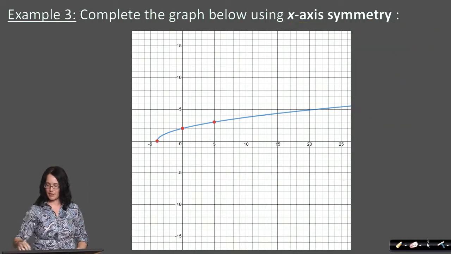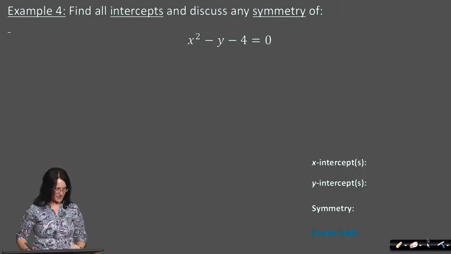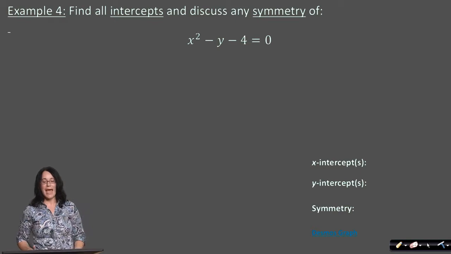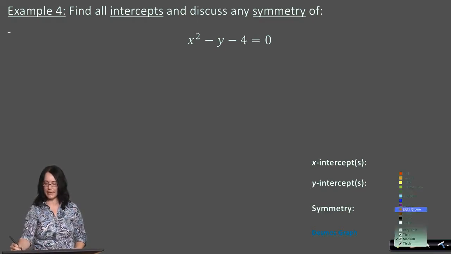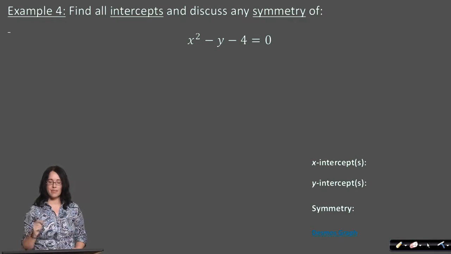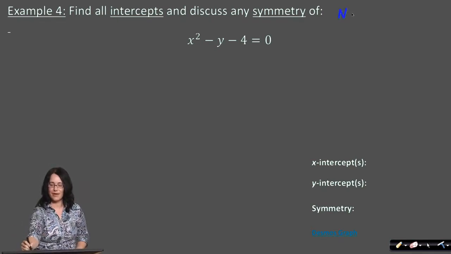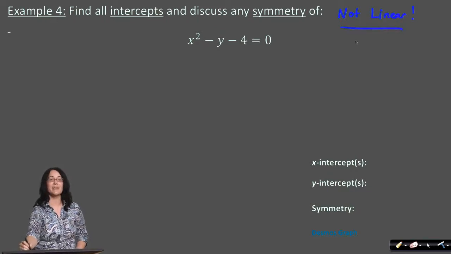To your current page and go. Example 4 tells us, could we find all intercepts, so let's practice our first skills from earlier, and then discuss potential symmetry for the equation x squared minus y minus 4 equaling 0. So to begin, we could notice that this is not a line. How do I know that? It's not linear. That's right, because my degree is what here? The highest power that you see is 2.